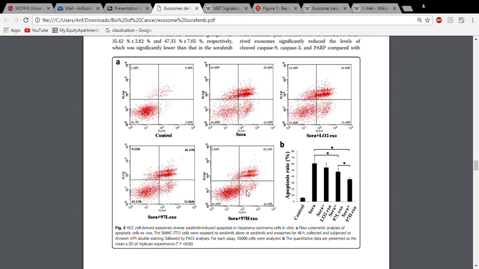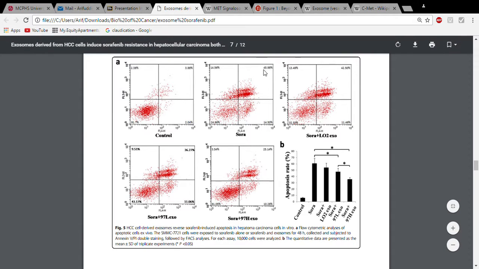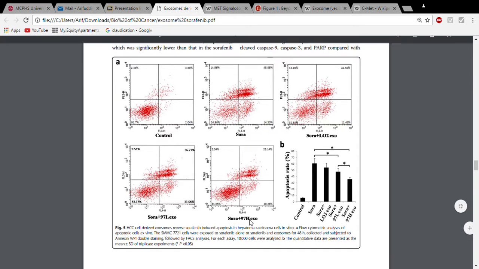As you can see over here, the 97H goes even farther. So if you saw 36% over here, there's 25% over here. Compared to the 45%, you can see there's 45% apoptosis in this quadrant. This is late apoptosis with the sorafenib, but it goes all the way down to 25% when you add the 97H exosomes, which were from the invasive liver cancer.